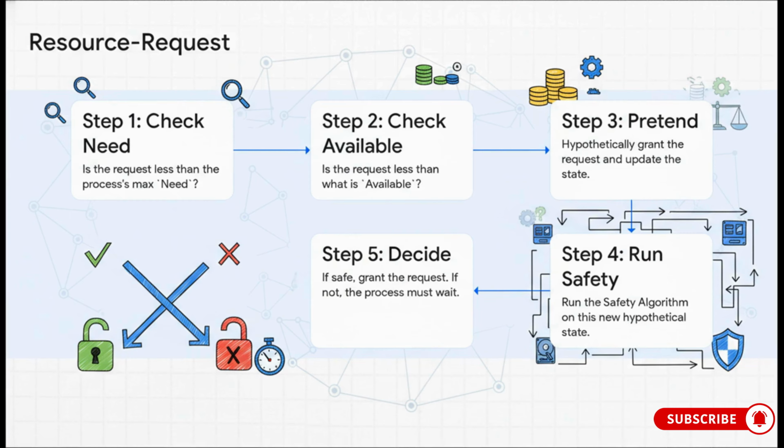It pretends to grant the request. It updates all the numbers. The process's allocation goes up, the available resources go down, but only in its imagination. Then, on this imaginary future state, it runs the full safety algorithm we just talked about. If that algorithm comes back and says, yes, this hypothetical future is safe, then and only then does the OS actually grant the resource request in the real world. If the hypothetical future is unsafe, the OS says, nope, sorry, and makes the process wait.